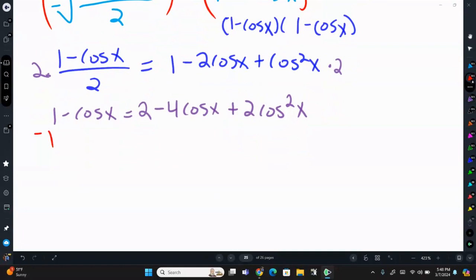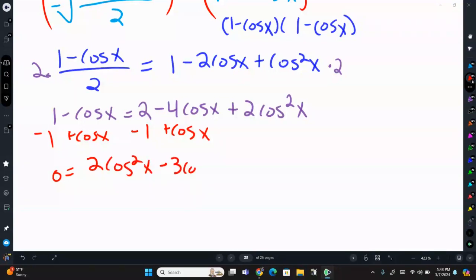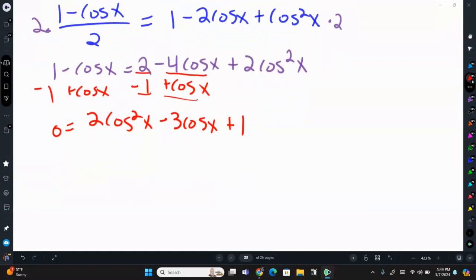So if we minus 1 from both sides and we add cosine x to both sides, that gives us 0 is equal to, and I'm going to rearrange this to put the cosine squared first. So 2 cosine squared x minus 3 cosine x plus 1. Because 2 minus 1 gives you 1, and negative 4 cosine x plus 1 cosine x will give us negative 3 cosine x.